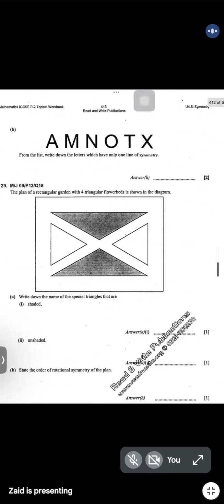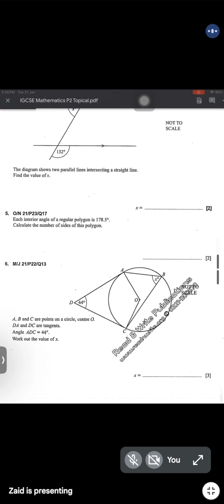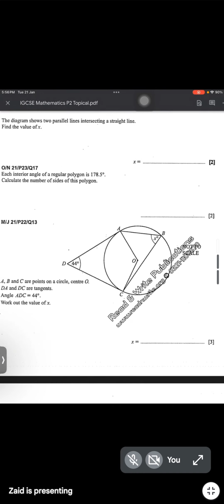These papers are till 2022. So 2023 and 2024 papers you have to solve from the past papers. Download them and do them. Okay, Bismillah ar-Rahman ar-Rahim.